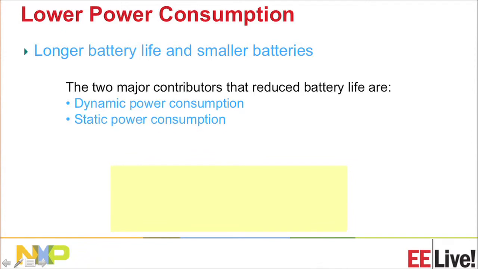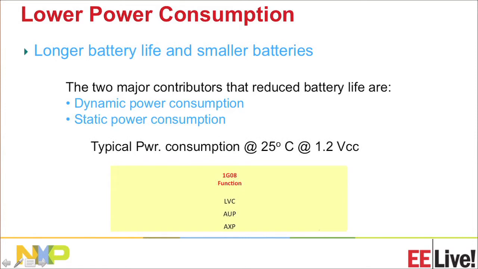Looking at the power consumption numbers, as I mentioned, there are 2 major contributors for power consumption. One is the static power consumption, and second is the dynamic when the device is switching. So we looked at the 2-input AND gate, and the numbers for static and dynamic power consumption. So LVC logic, which is the highest runner, low voltage family in the industry, consumes up to 33 times more static power than AXP. So that's how much power you can save when the device is static and not doing anything in your system.